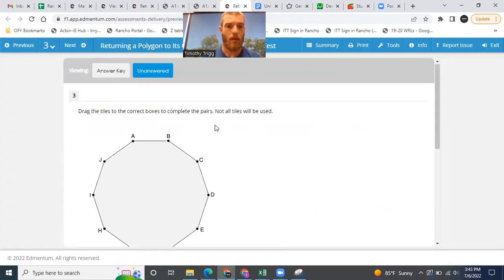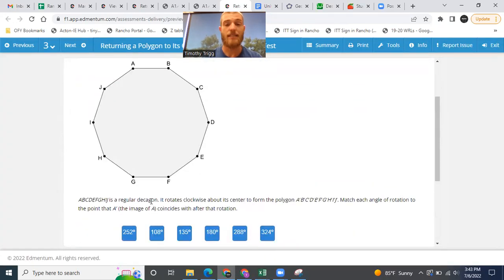Okay. All right, let's take a look at this one. This is a decagon, that's 10 sides. So we have 10 angles, 10 sides, and it's regular, meaning all the sides and angles are congruent. We're going to rotate it clockwise about its center from the polygon. Match each angle of rotation to the point A prime. So the first angle of rotation, we take the 360 divided by 10. So the first angle of rotation that'll map onto itself is a 36-degree angle.